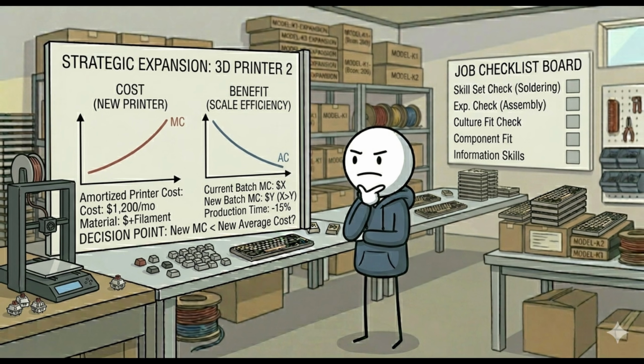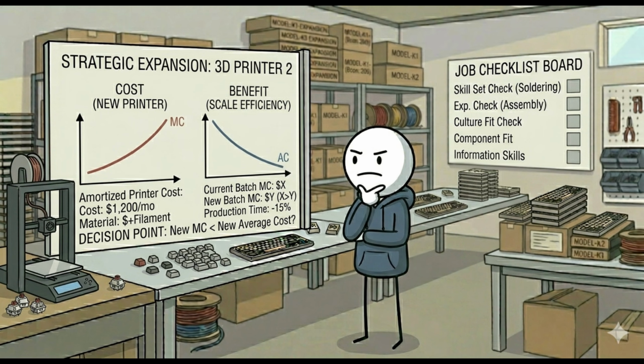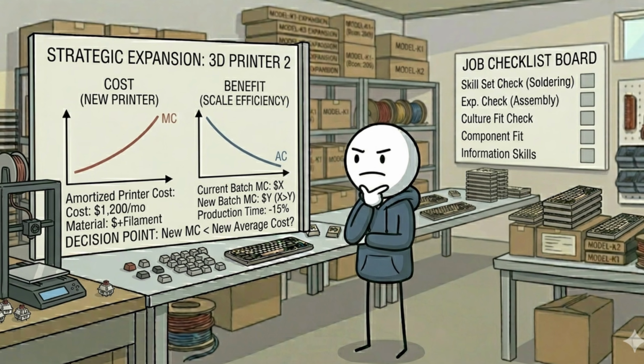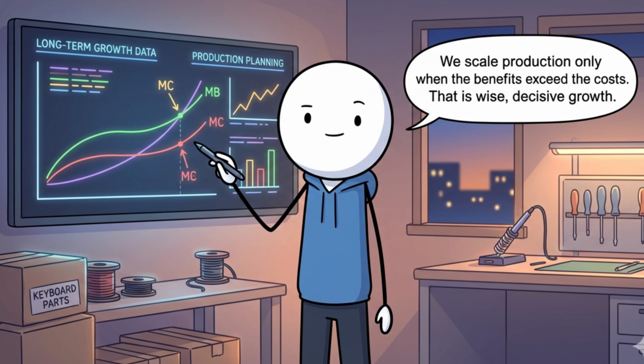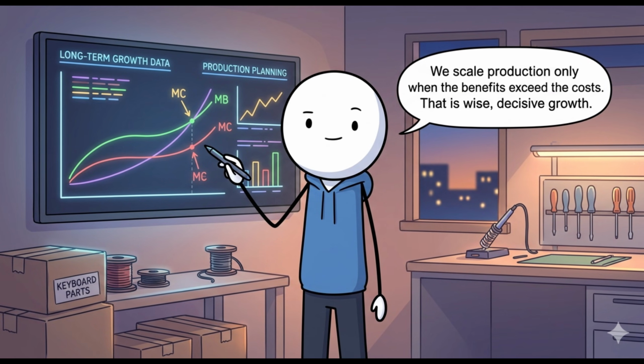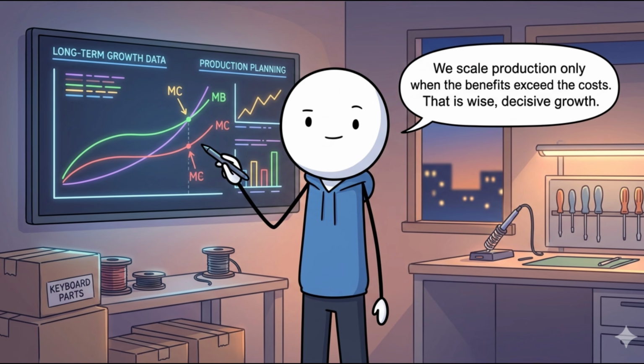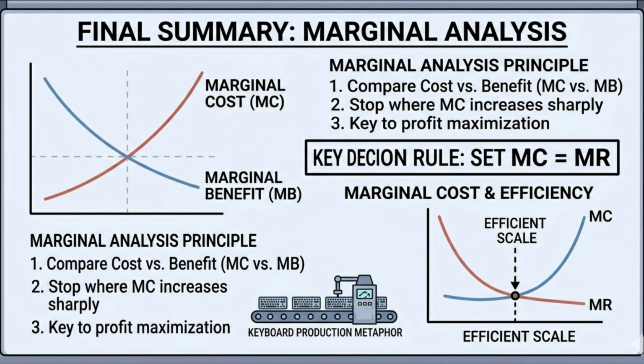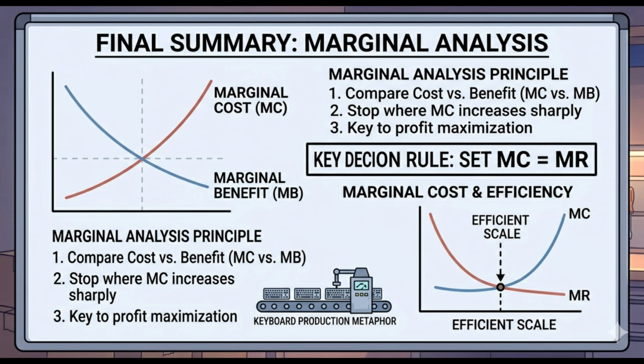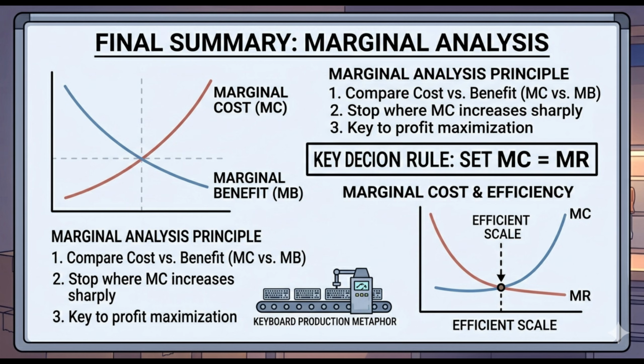This is the logic used by the world's most successful firms, from tech giants to local startups. They don't just grow for the sake of growth. They grow only when the marginal benefit of the next step outweighs its marginal cost. As John masters this principle, he ensures that every keyboard he builds adds value not just to his customers, but to the long-term health and survival of his growing business engine.